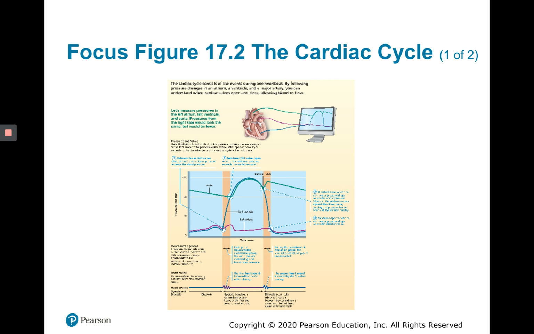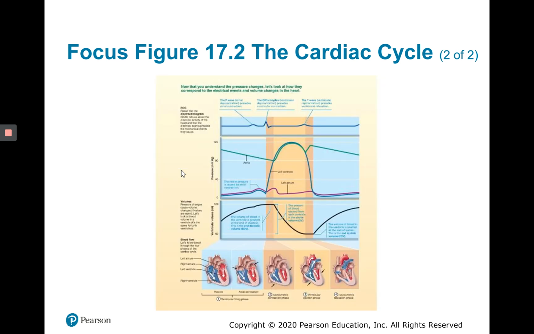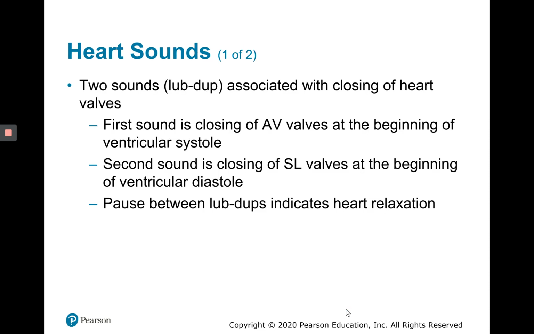Here we can see kind of a focus figure. I do recommend going to look at this figure in your textbook. It's focus figure 17.2. And we can see in this image the 3 phases of the cardiac cycle: ventricular filling phase, the isovolumetric contraction phase, which includes ventricular ejection, and then isovolumetric relaxation phase. You can also write them out as 4 separate phases.